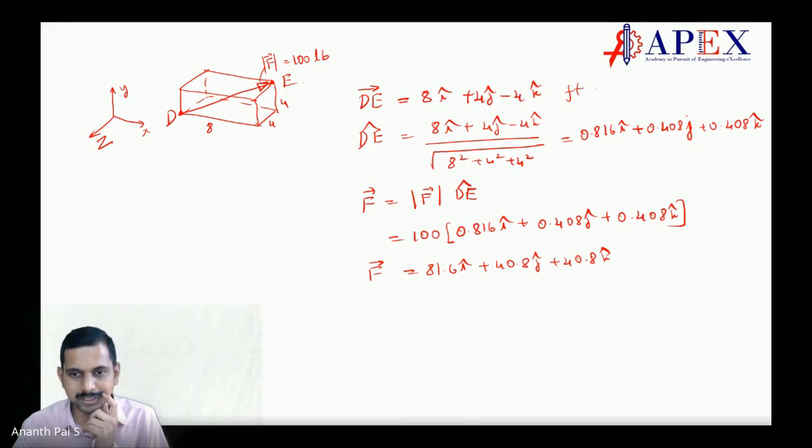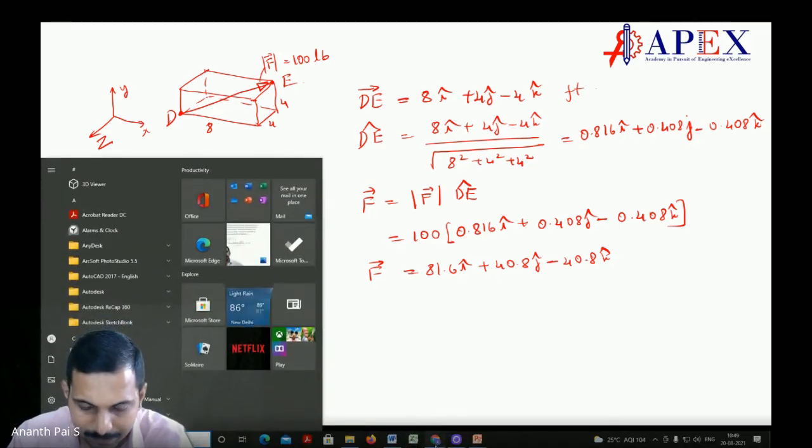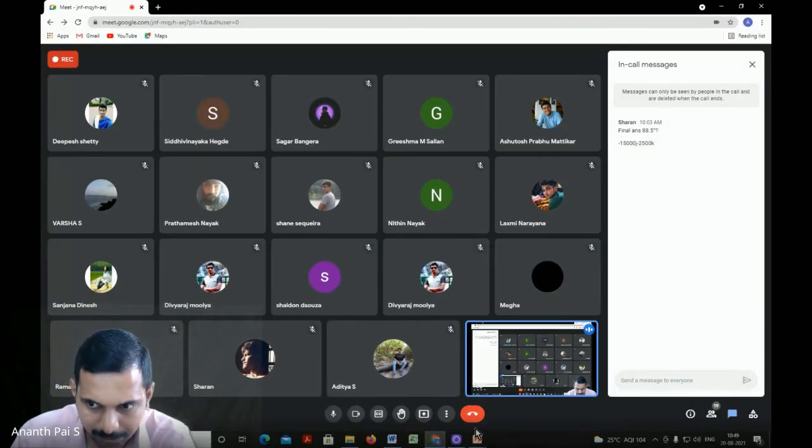So that minus should come in one. This one, minus 40.8 something, correct. It's minus. Makes sense? Anyone who did not understand this? Anybody who did not understand? No one. Everybody understood. Very good.